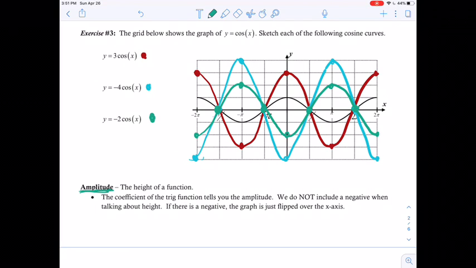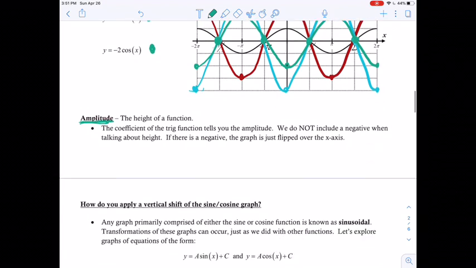We do not include the negative number when you're talking about height. If you're talking about how tall somebody is, you wouldn't say -2. So you always talk about positive numbers. If there is a negative number, we just know to flip that over the x-axis.